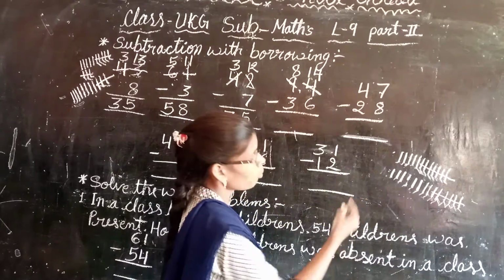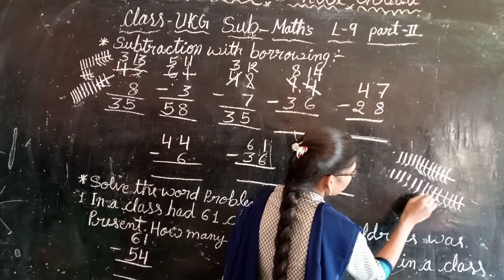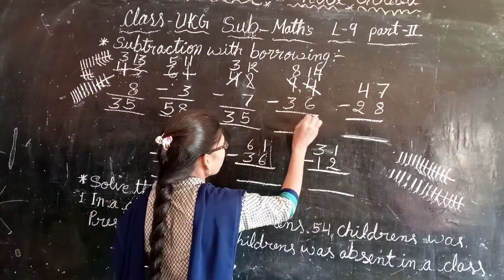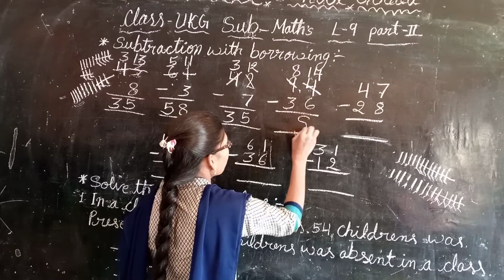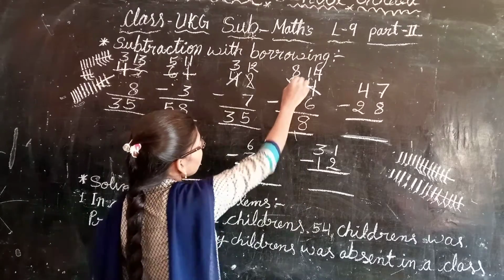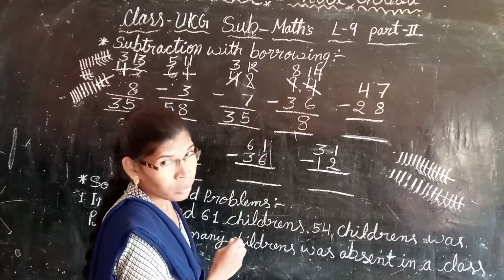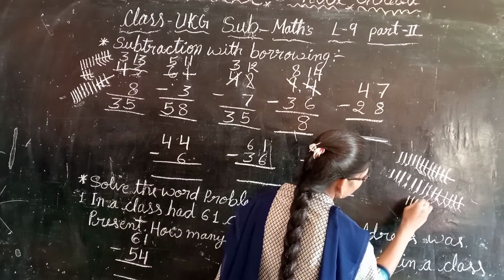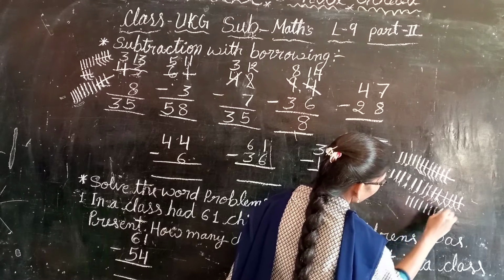Out of that, how many lines remain? 1, 2, 3, 4, 5, 6, 7, 8. So here 8 lines remain. And here out of 8, we have to cut 3. Out of 8, we have to cut 3. So 1, 2, 3, 4, 5, 6, 7, 8.